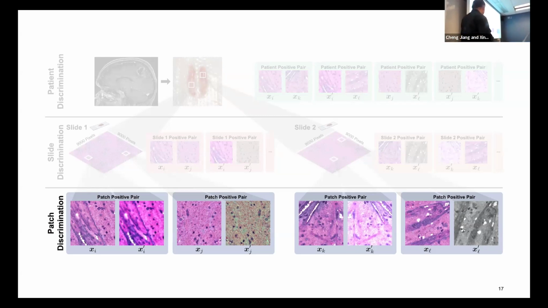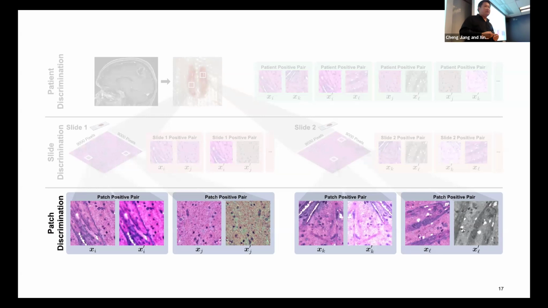We have different patches, and the patch and its transformation are positive pairs with each other, right? In this hierarchy, these two different views are the positive pairs and everything else will be considered negative pairs. That's what we had before, and this is what we call patch discrimination. We're discriminating the instances at the patch level.